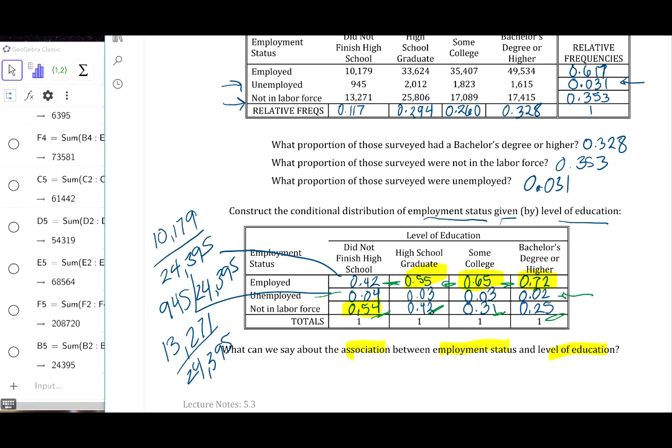It's also helpful to think about what it would look like if there was no association. If there was no association, then the pattern we see here would be basically the same pattern here, and the same pattern here, and the same pattern here. So the pattern you see for one level of education in the distribution across employment status would be the same percentages for each of these different levels of education. That's not what we see here, so we do have evidence of an association.